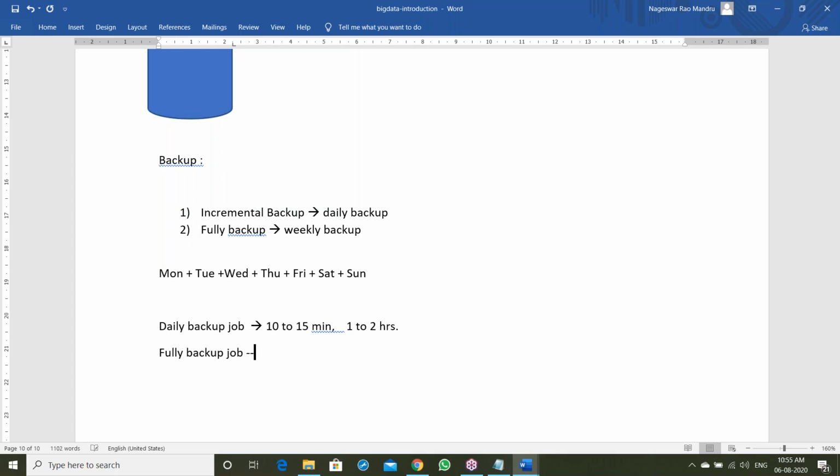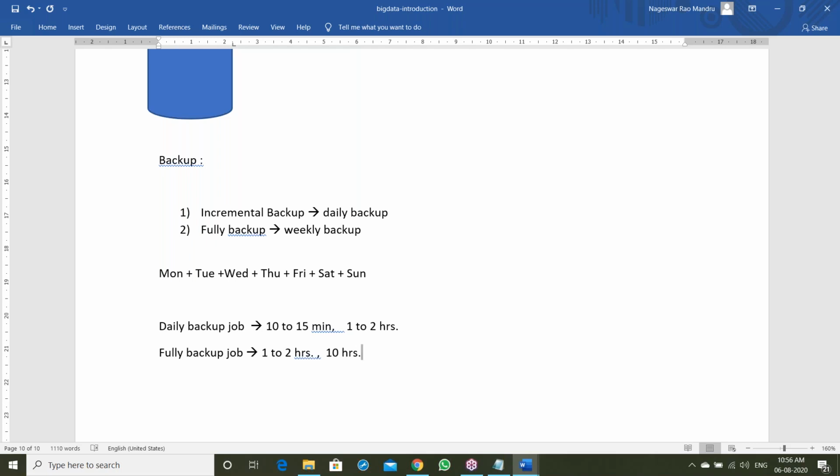Yes, a full backup job. For small data, a full backup takes just 1 to 2 hours at most. In our company, we run a weekly backup. For the small data case it takes only 1 to a maximum of 2 hours, not more than that. For big data, it can be 10 hours.